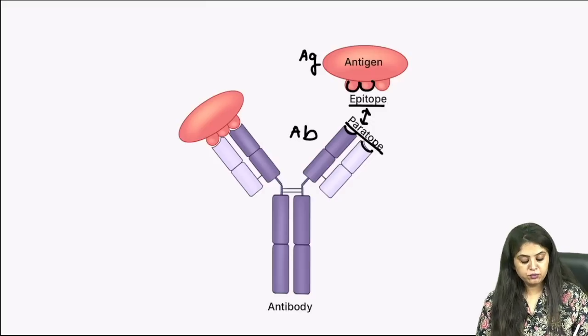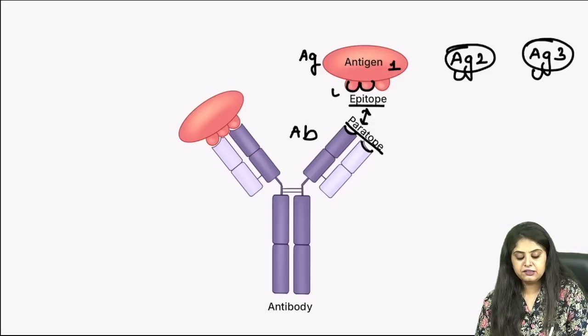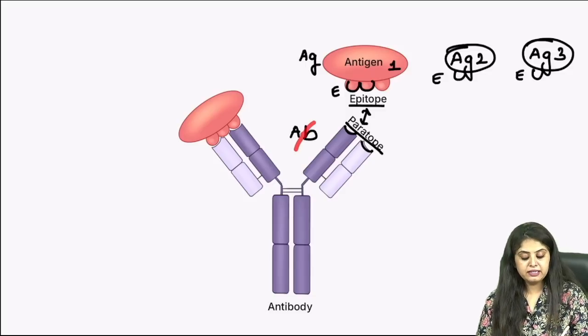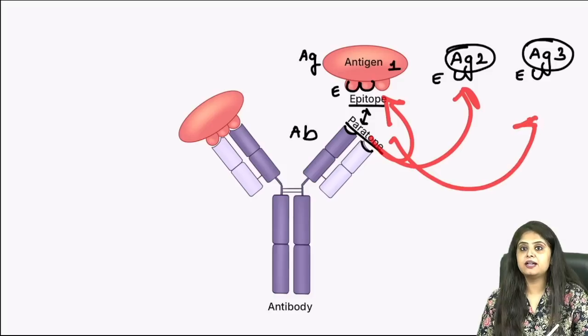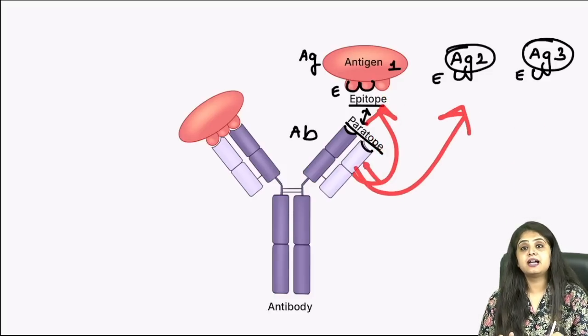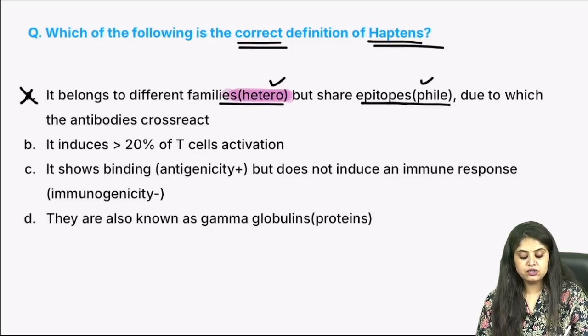So now, let's assume this is antigen number 1. Similarly, we have another antigen called antigen number 2, then antigen number 3, and all of them are sharing the same epitope. Some of their epitopes are looking like twin brothers, they are looking very similar. So don't you feel that this antibody will then be able to react with epitope of antigen 1 and antigen 2 and antigen 3? So there is not going to be a specificity. That means this antibody can cross react with multiple antigens, and that is what is written over here, that there are different antigens, but they share the epitopes due to which the antibodies will cross react. Is that a hapten? No ma'am, that is a heterophile antigen, so this option is ruled out.